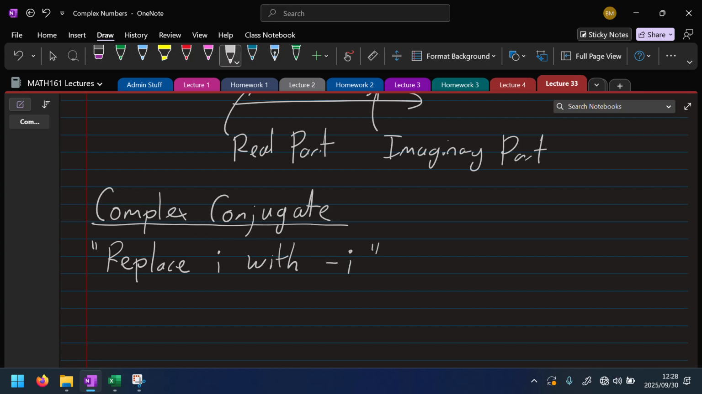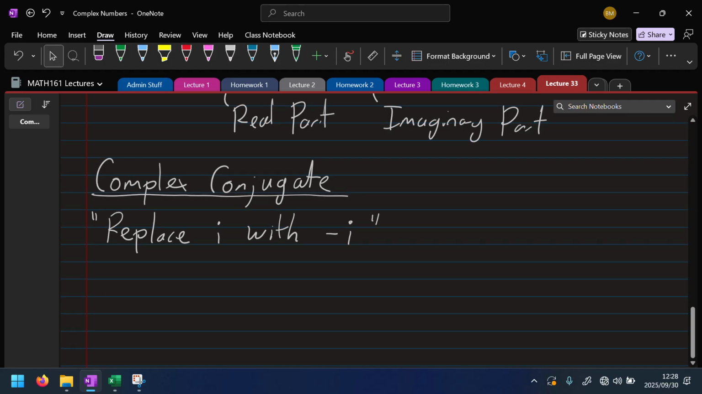Okay, so no matter what you're given, whenever you have the conjugate or the complex conjugate, all you're doing is replacing i with minus i. Okay, now just some notation for this.